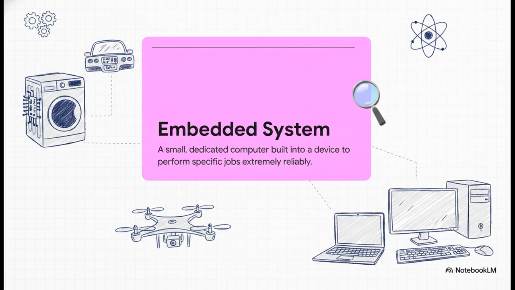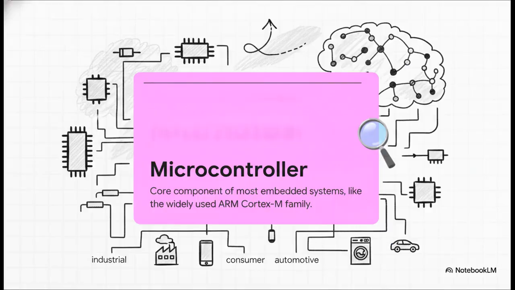A general-purpose computer is designed to do a million different things reasonably well. But an embedded system? It's designed to do just one job, or maybe a very small set of jobs, but to do them flawlessly and extremely reliably. Now, what's really interesting here is the literal core component, the actual brain tissue of most embedded systems.